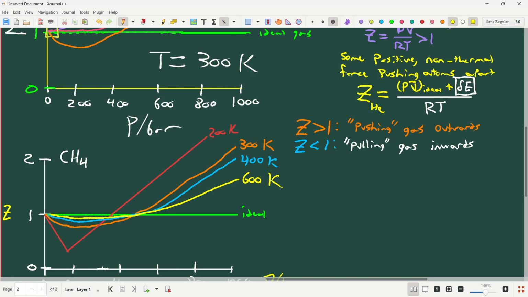Okay, so what do we see from this behavior? Well, it shows that as temperature increases, the system starts to act more ideally. I mean, it still deviates quite a bit, but it deviates less. Z doesn't get as positive as fast at high pressure, nor does it get as negative at low pressure. But as you start to drop the temperature, as you start to pull thermal energy out of the system, the deviations become more extreme.